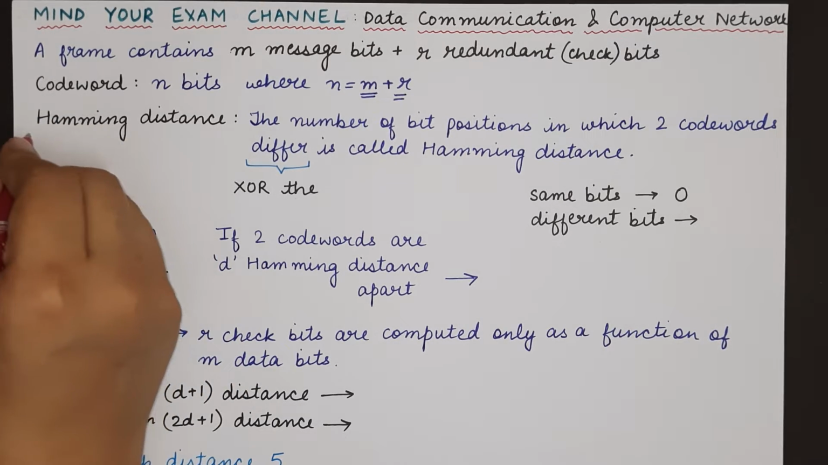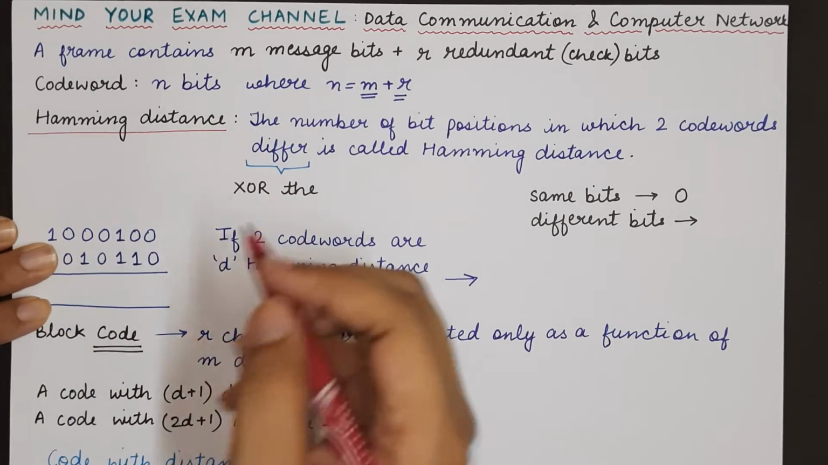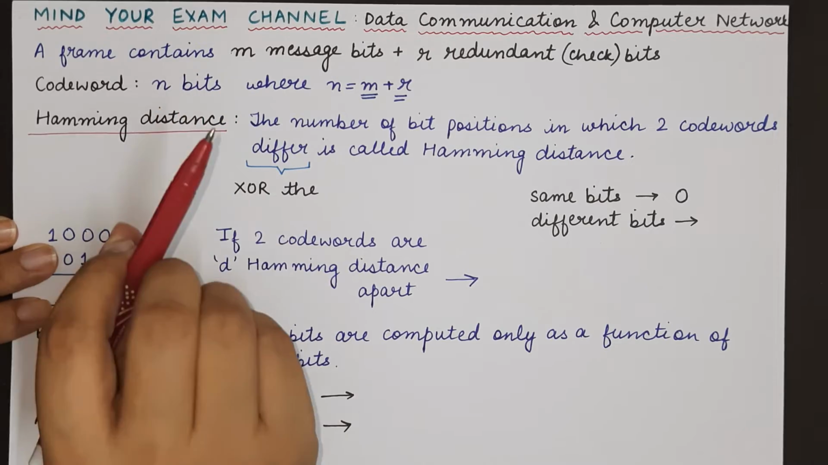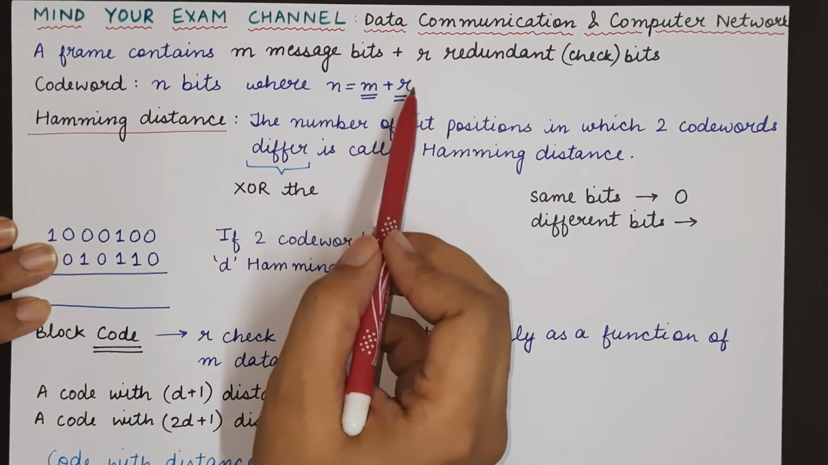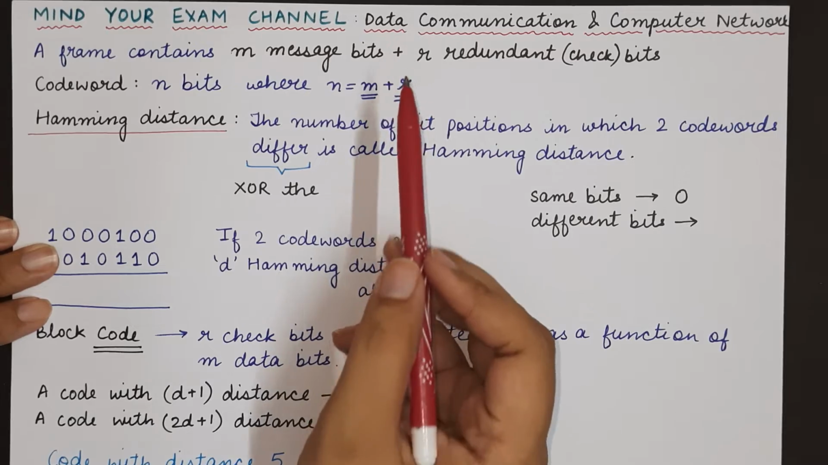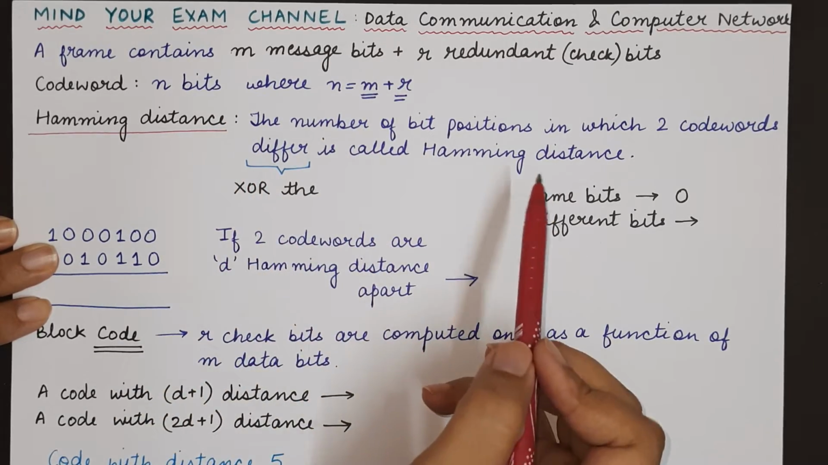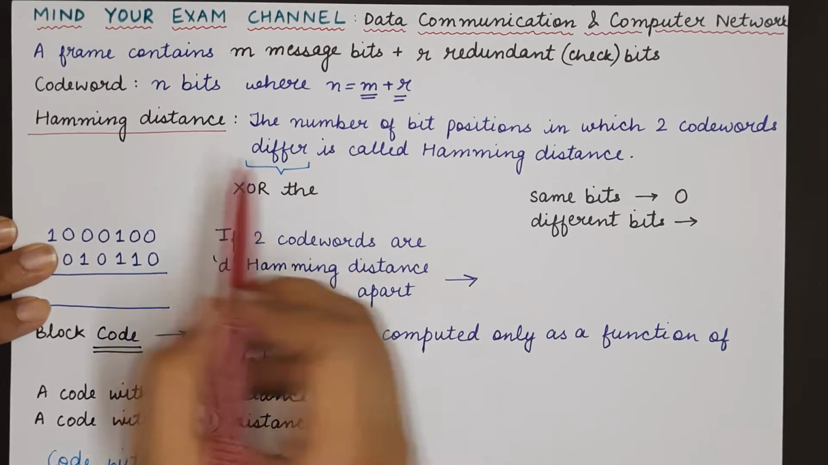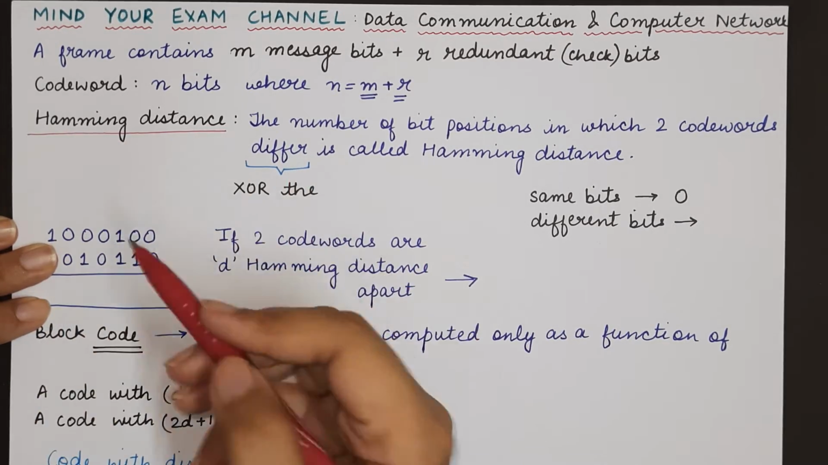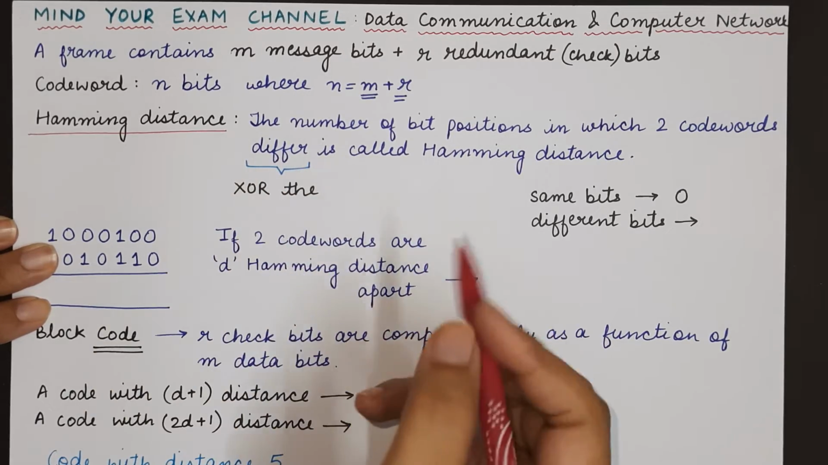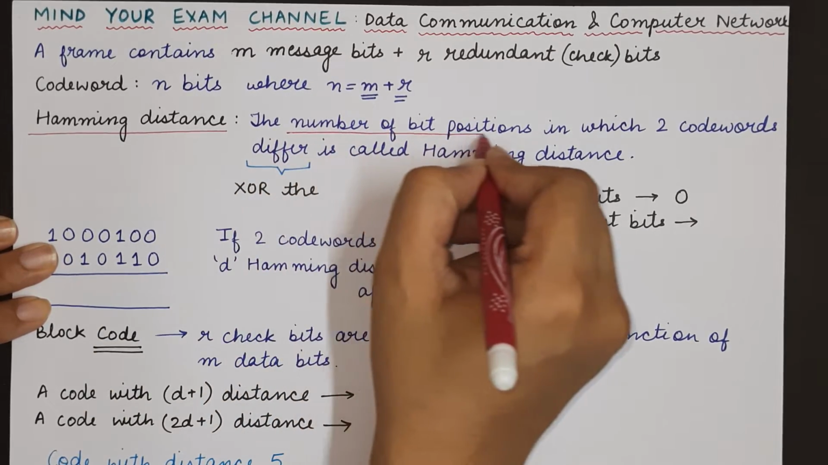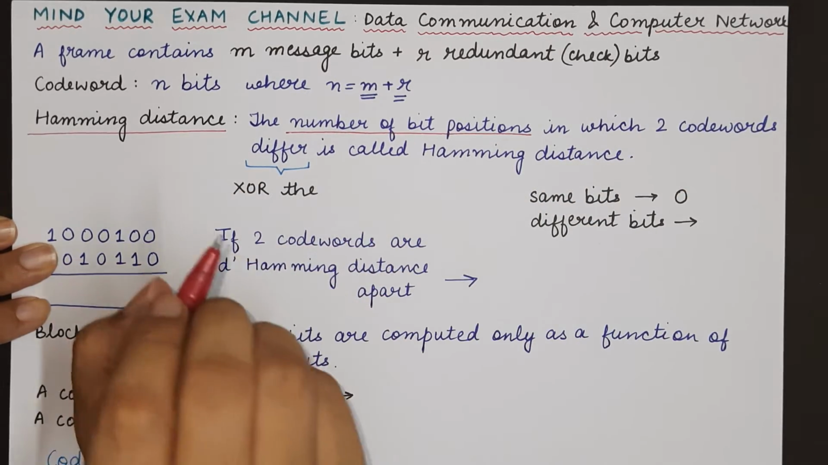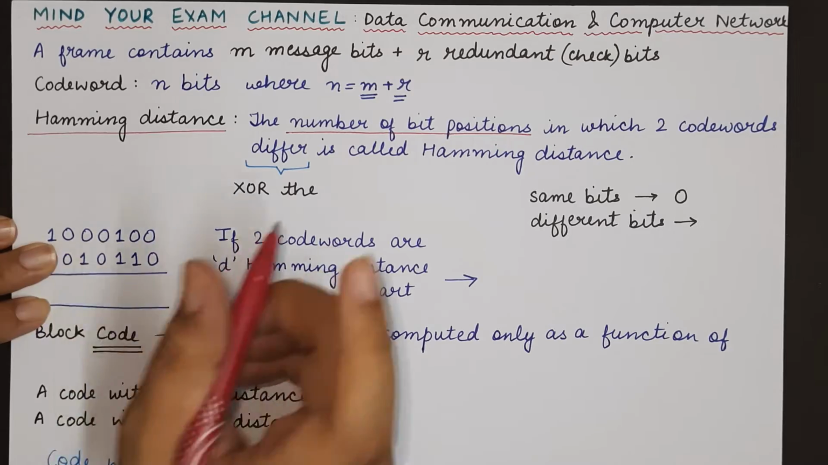What is a Hamming distance? Now whenever we have two different code words, that is, when we have two different n bit combinations where n consists of message and redundant bits, then these two code words will have a certain distance between them, and that distance is known as the Hamming distance. Now what do I mean by distance? Distance basically means the number of bits that are different.